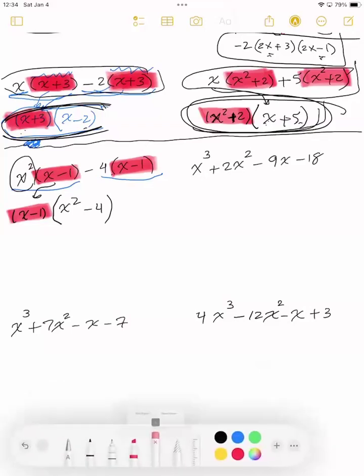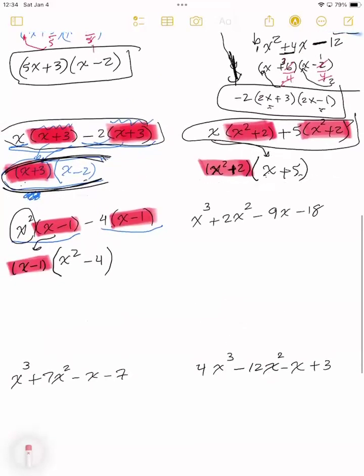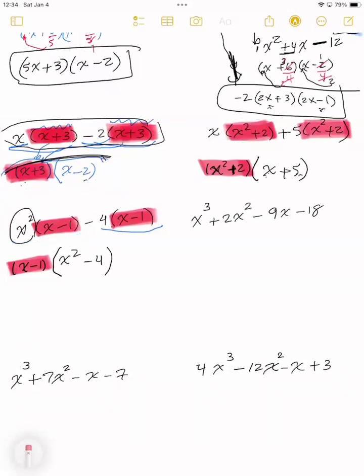Sorry, I just want to erase a few things because there's just so much writing here. My iPad is going to freeze.